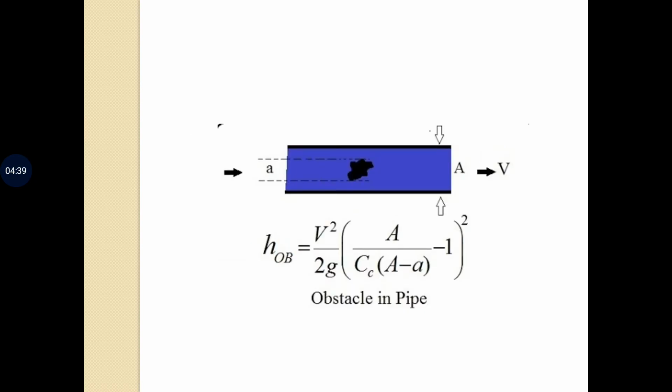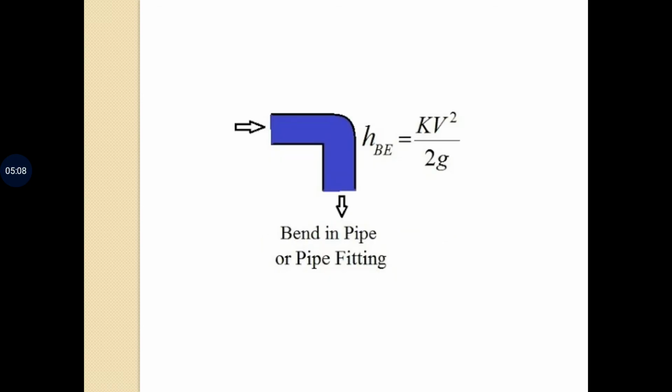Next is loss due to obstruction in the pipe, and it is given by the equation V²/2g (A/(Cc(A − a)) − 1)². So here in this equation, A is the area of the pipe, small a is the area of the obstruction in the pipe, V is the velocity of the flow, and g is the gravitational acceleration.